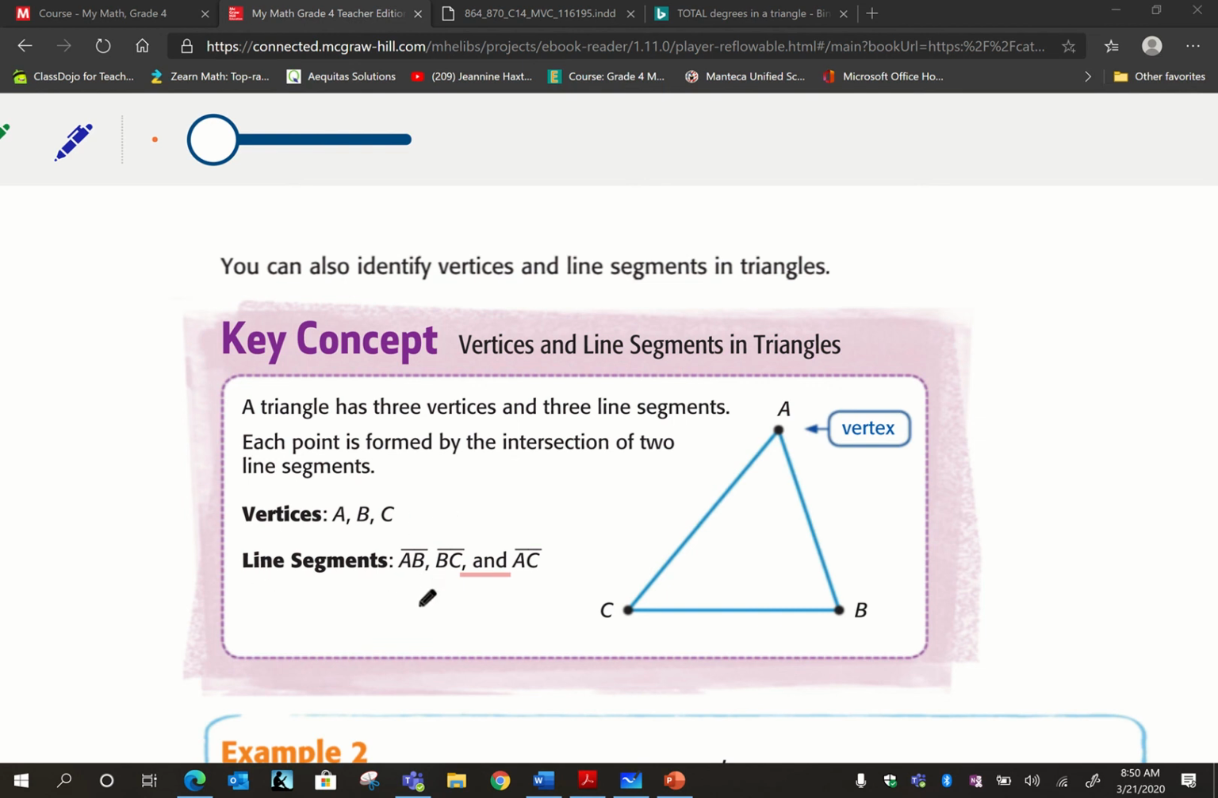Line segments, remember, are a line that begins and ends with an endpoint, doesn't go on forever. So there's line segment AB, line segment BC, and line segment AC. I guess I would go down this way.